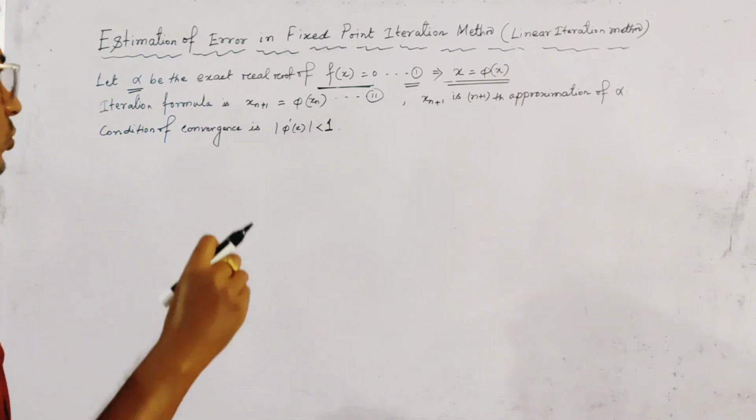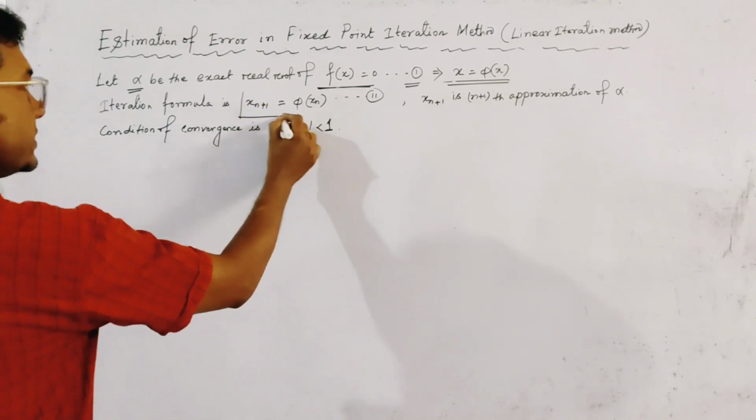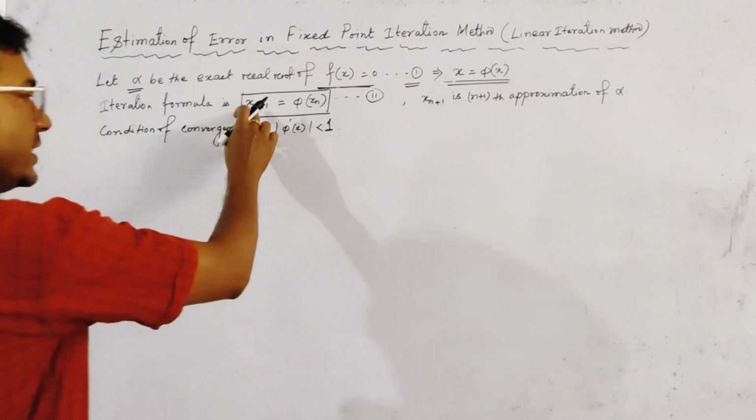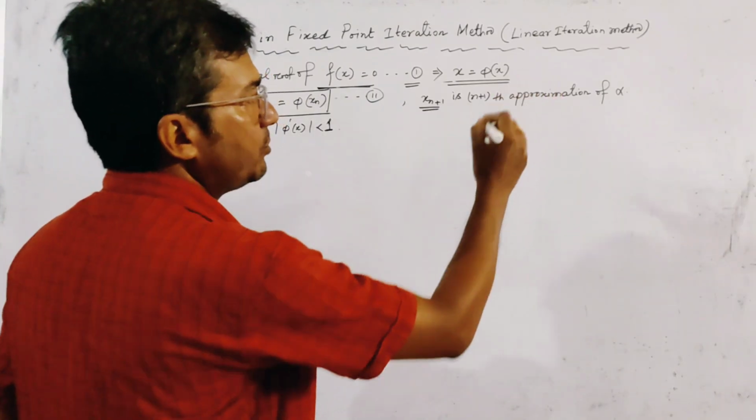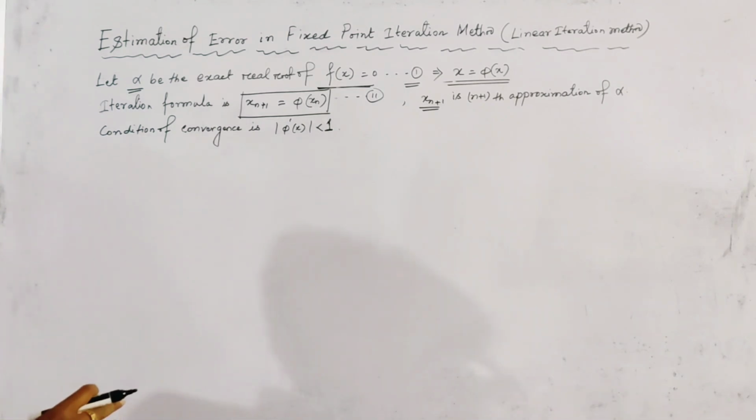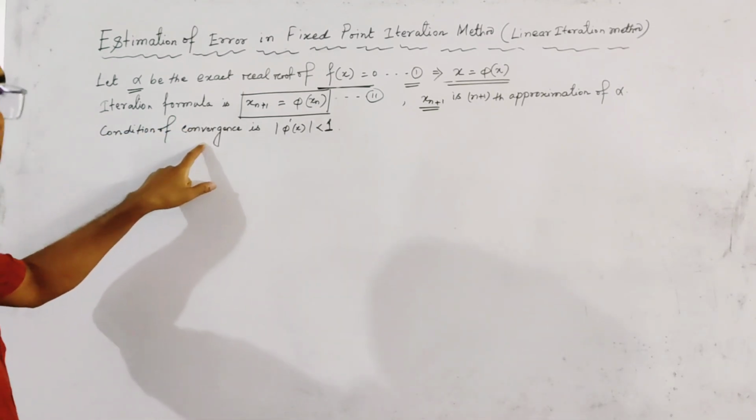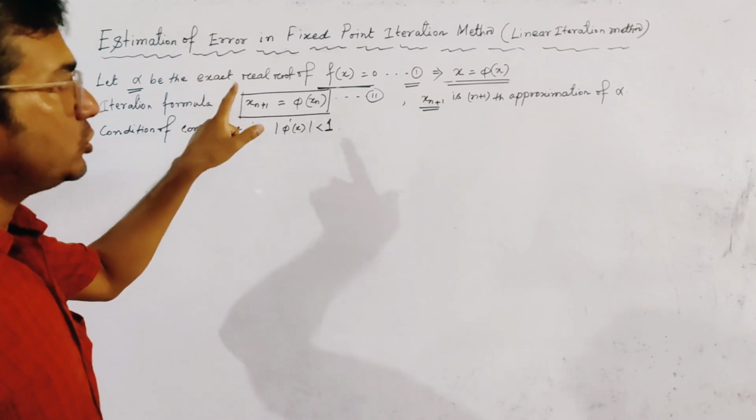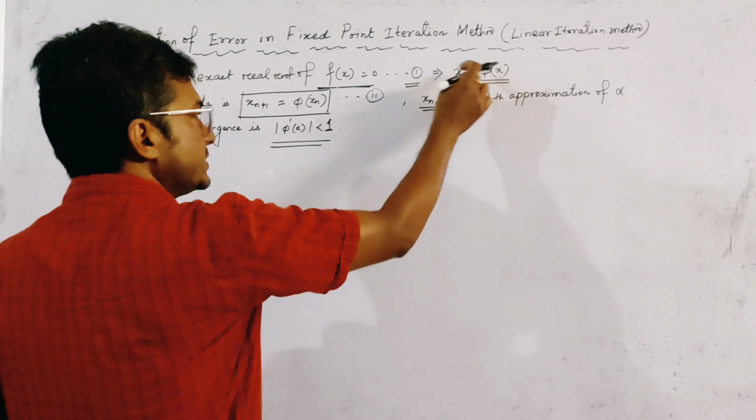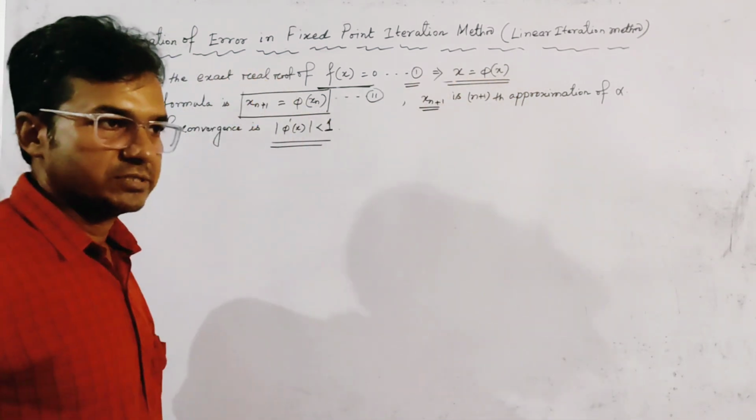We know that in the iteration method the scheme of iteration is given by x(n+1) = phi(x(n)), where x(n+1) is the (n+1)th approximation of alpha, that is, the (n+1)th approximation of the exact root. We also discussed in the class on convergence of the iteration method that this method is convergent only when the modulus of phi dash x, that is |phi'(x)|, is less than 1. This is the condition of convergence.